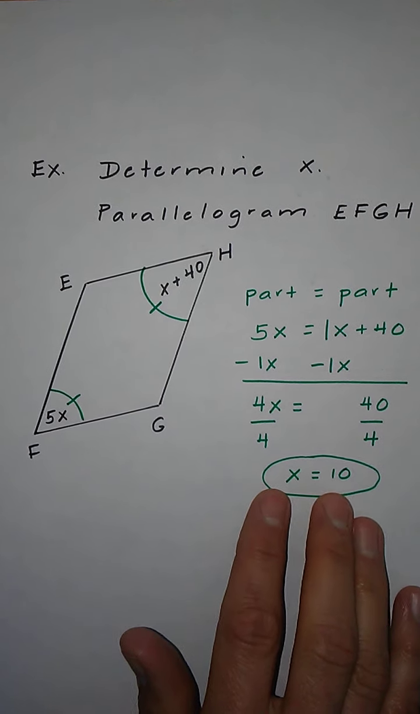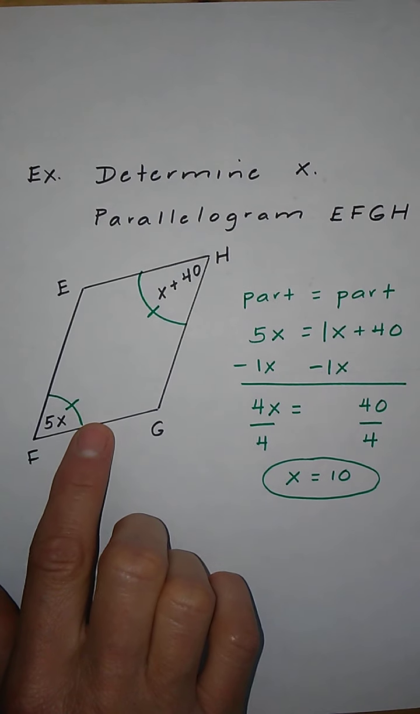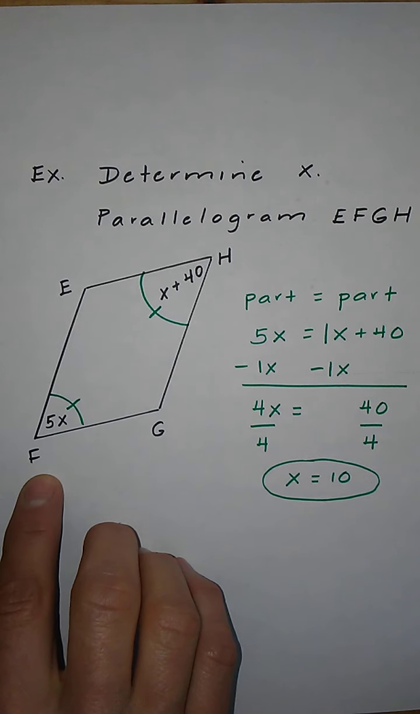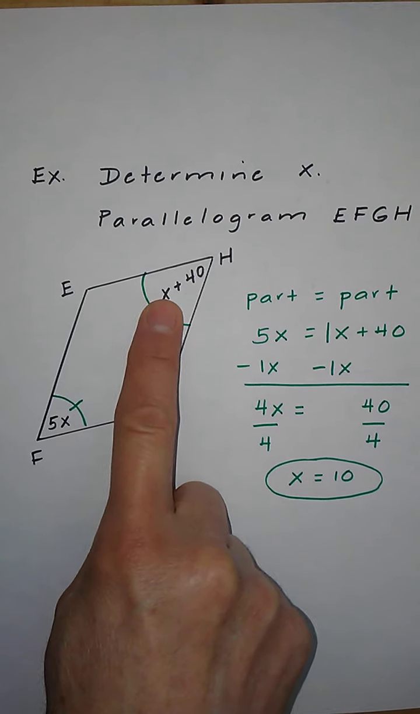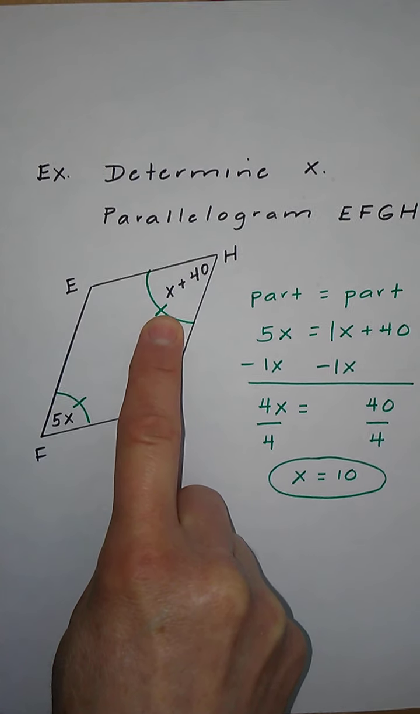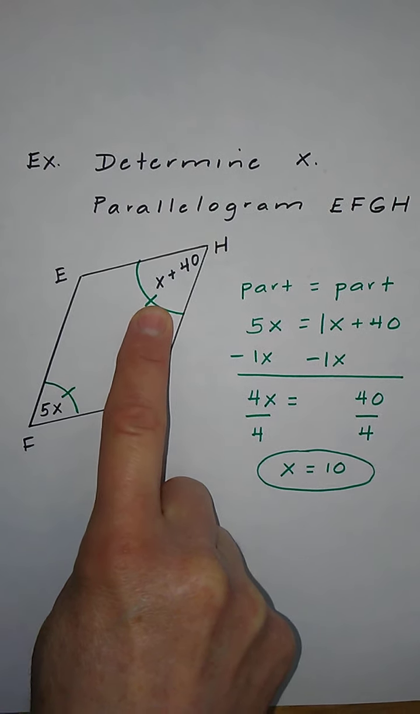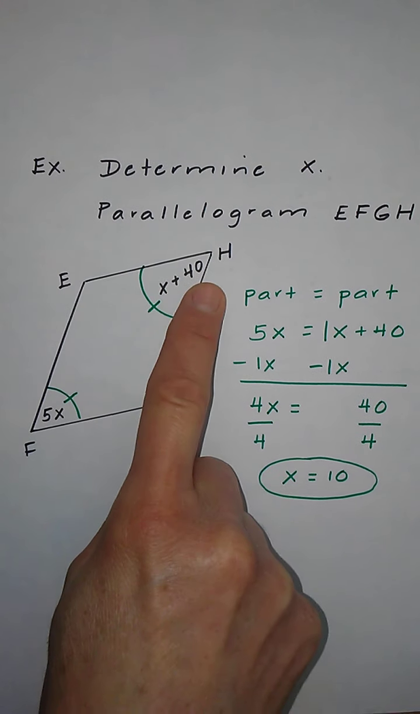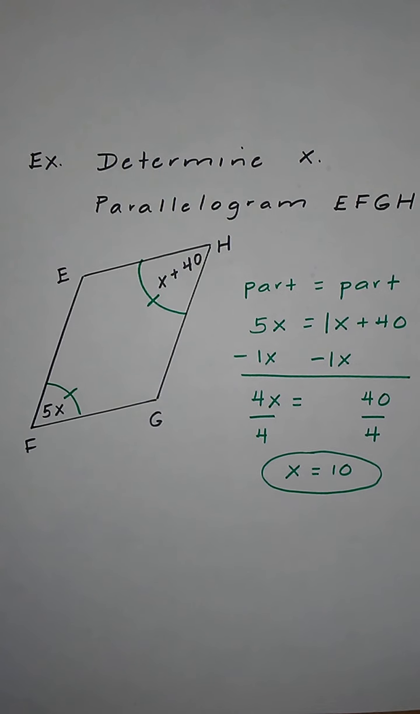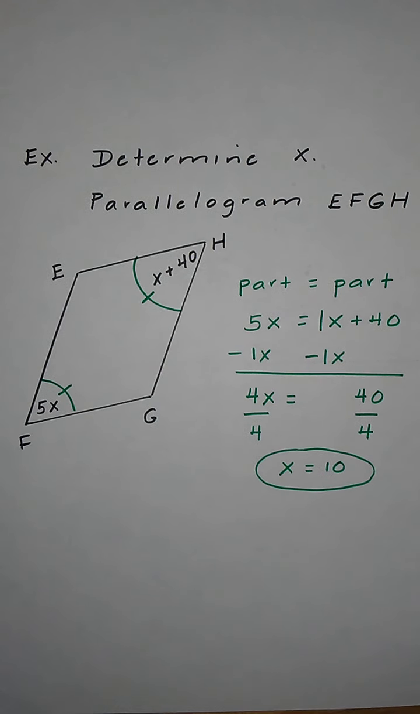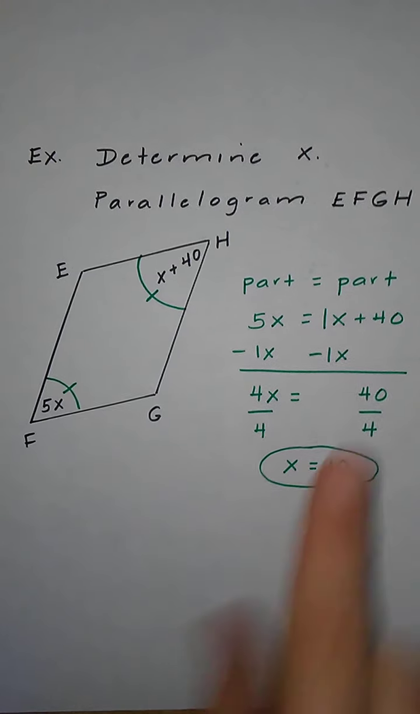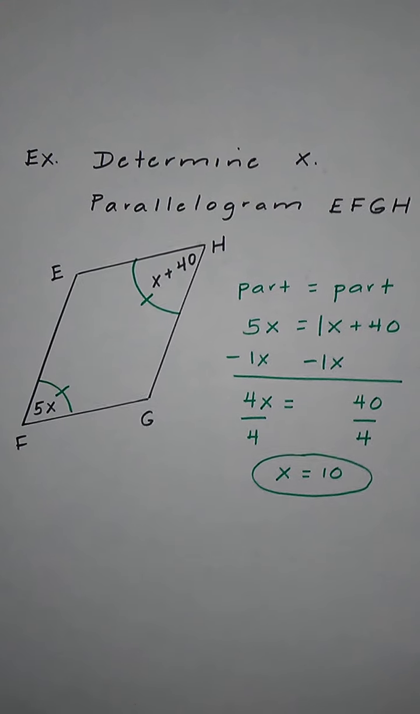Please remember that this can be plugged in, so I actually can tell that angle F is 5 times 10, it's 50 degrees. Angle H is 10 plus 40, so the measure of angle H is also 50 degrees. So that's a good way to verify your calculation because you do have both of these angles equal to 50 degrees when you substitute. Again, the angles need to be opposite to build a part equals part equation for a parallelogram.